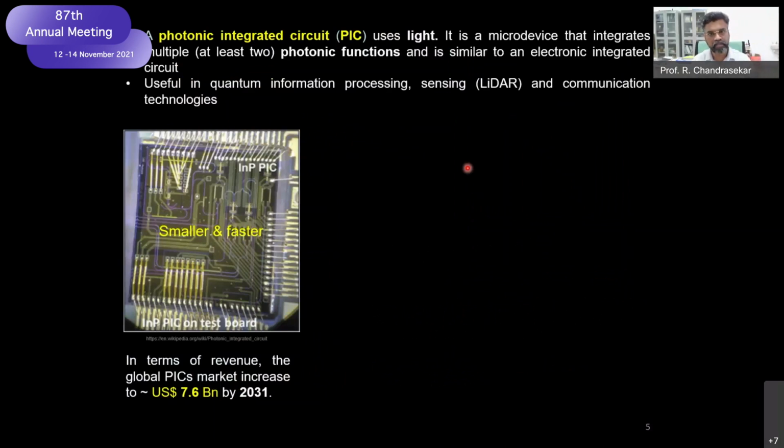Photonic integrated circuits are very small micro devices, and they have many functions depending upon the kind of photonic components you put together. It is very similar to electronic integrated circuits. In this case, photonic integrated circuits use photons, whereas electronic integrated circuits use electrons. They are much smaller and faster in comparison to electronic integrated circuits, and useful for many advanced technologies like quantum information processing, sensing, LIDAR, which is an emerging sensing field, and communication technologies.